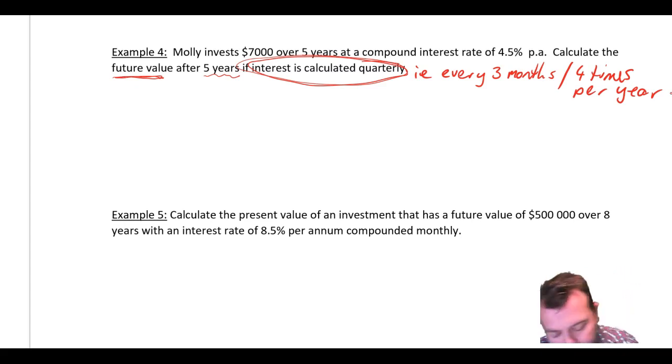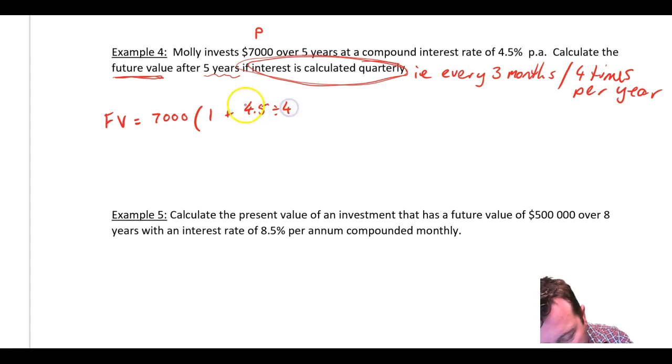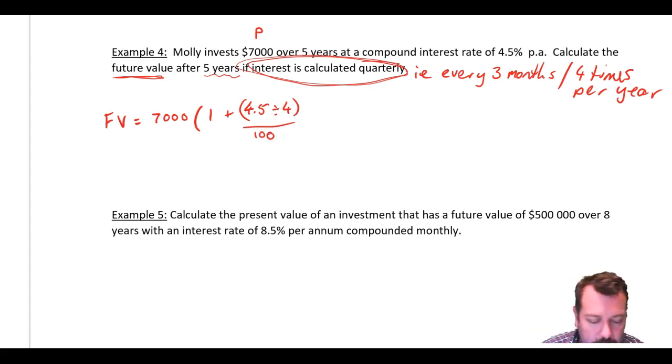Okay. So my future value, we'll use this version of the formula. The future value is equal to my principal, 7,000. That's nice and easy. 7,000 outside of 1 plus, now it's R. This is going to be 4.5 divided by 4, right? That's my quarterly part, over 100. Okay, it looks pretty complicated like that. Well, that's just how it is. And we raise that to the power of N.